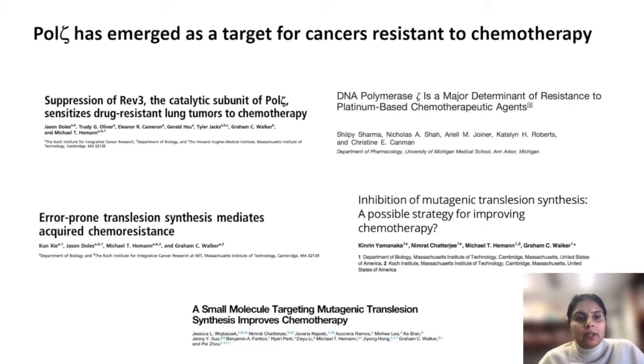Due to its vital role in DNA repair and TLS, Pol zeta has emerged as a target for cancers, especially those resistant to chemotherapy, such as cisplatin-based therapy. By deciphering the high-resolution structure of this polymerase, we'll be able to look at the various protein-protein interactions which can then be targeted for drug development.